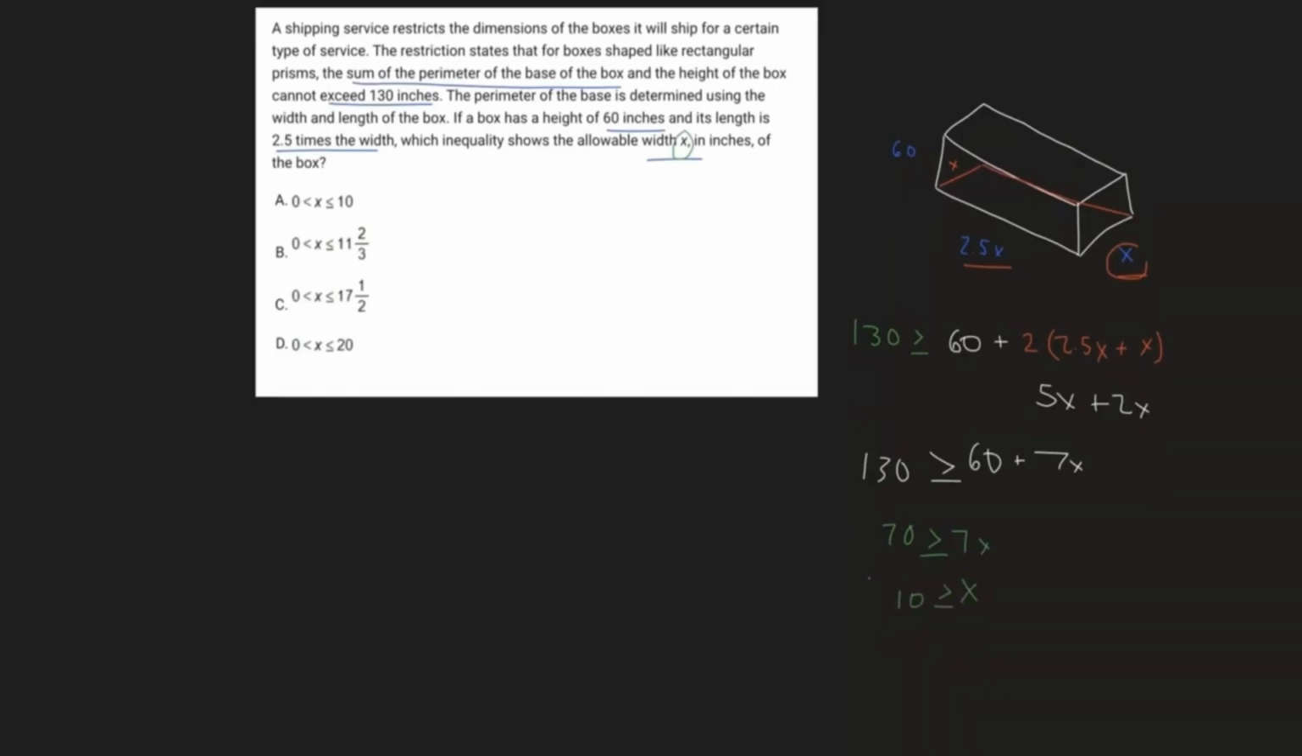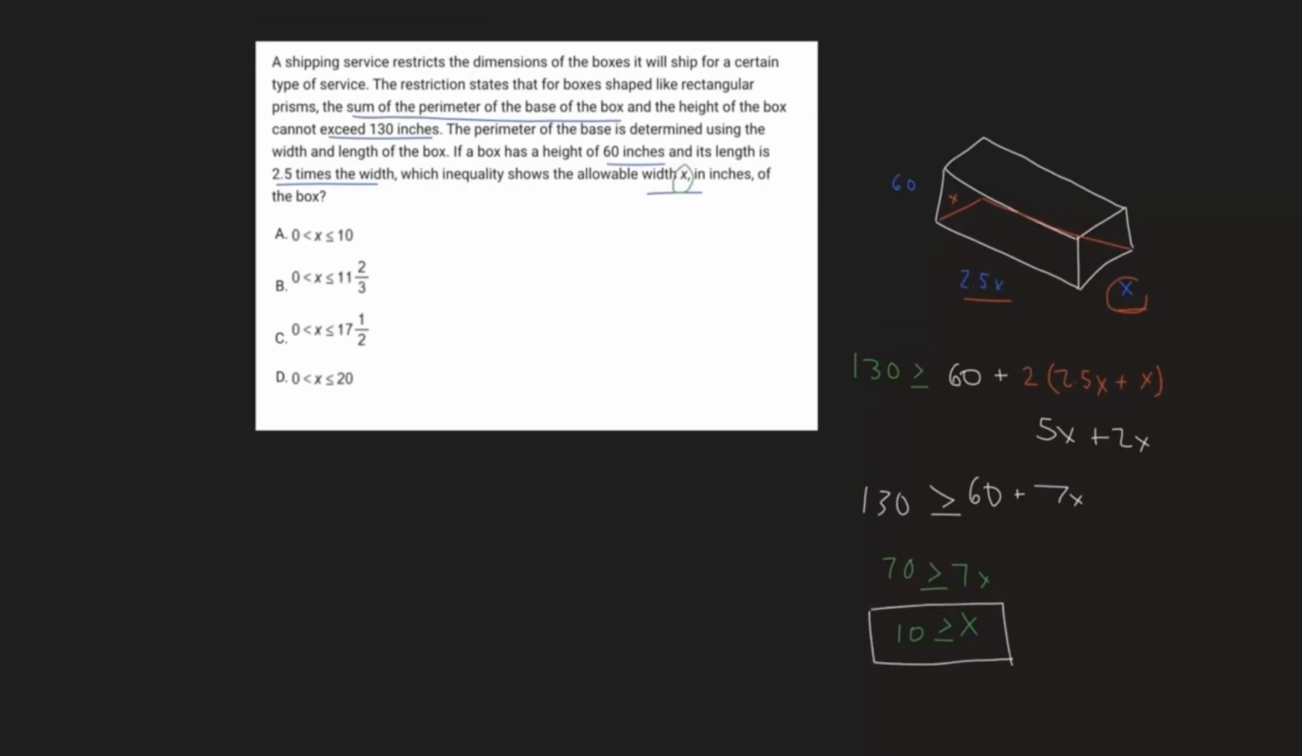So we get this inequality over here, and we want to match it up to the answer choices. So let's look at our answer choices. For A, we have x is greater than 0, but less than or equal to 10. Well, that actually lines up exactly with our inequality, right? For all these inequalities, the minimum is that x has to be greater than 0, which makes sense because you can't have a width of 0, right, for a box like a rectangular prism.